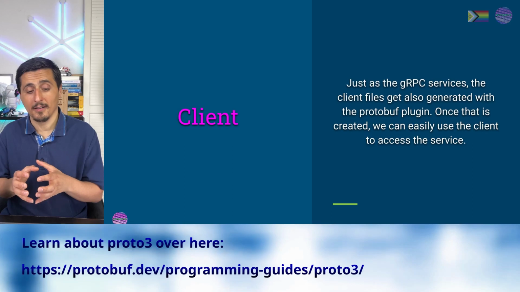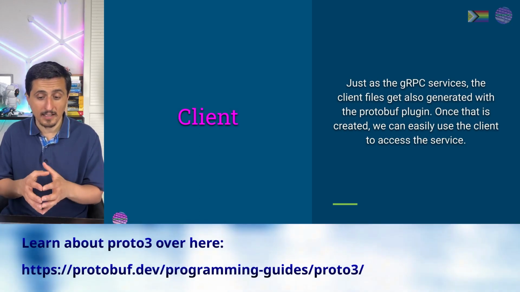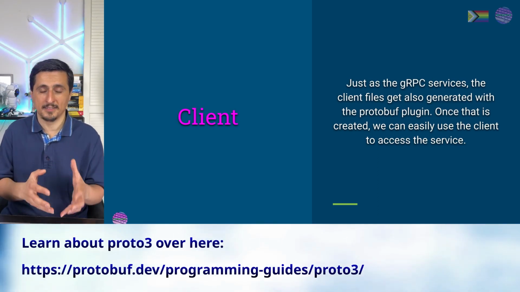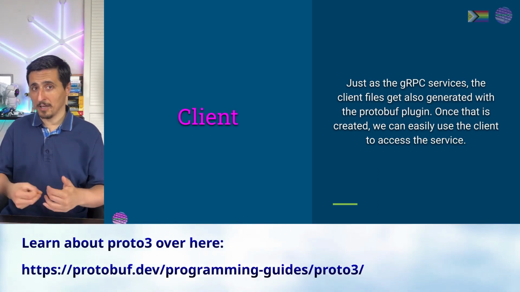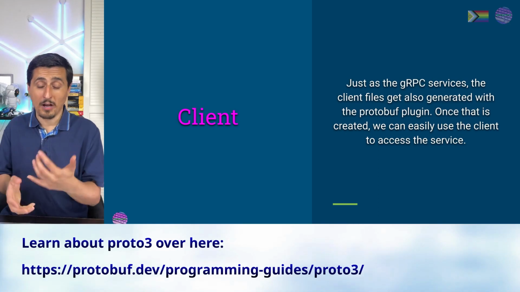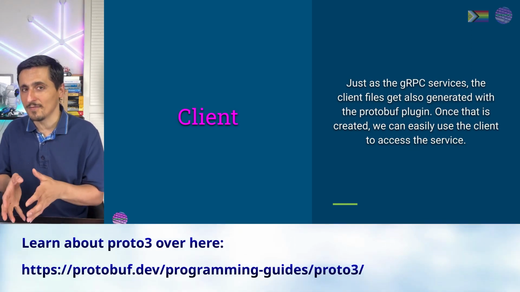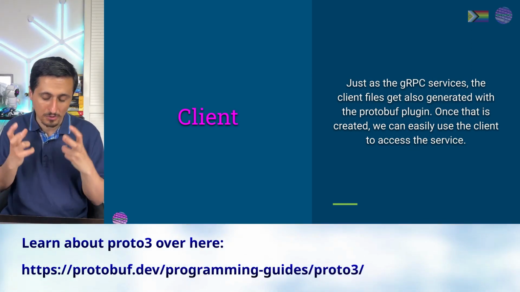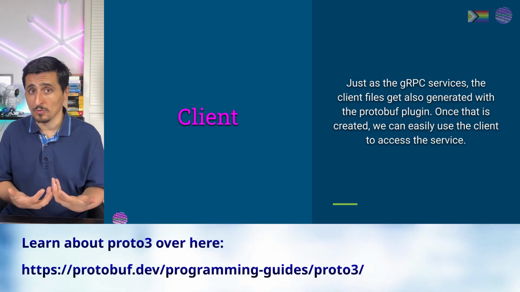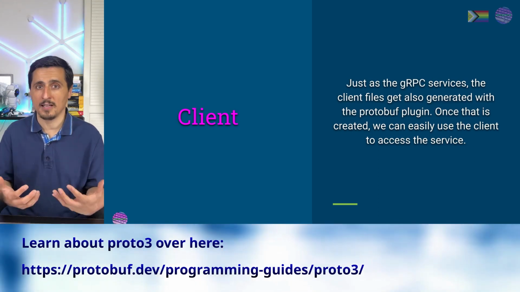We also have in the generated code a client. So just as the gRPC services, the client files also get generated with the protobuf plugin. Once that is created, we can easily use the client to access the service. Notice one important thing. I'm always talking about the gRPC plugin. This is something generic that we can use outside of Gradle, and we can also use in Gradle, and we can also use in Maven. I'm not showing the Maven example in this video, but what's important to be aware of is that there is a protobuf plugin that we have to use in whatever form it takes. This is the plugin that we need to use all the time.